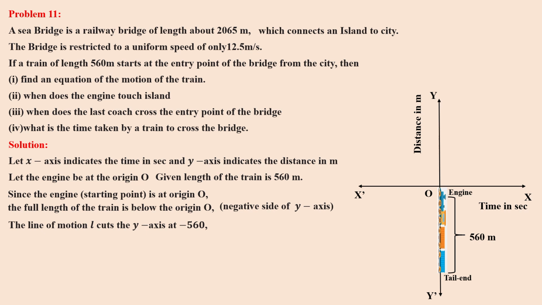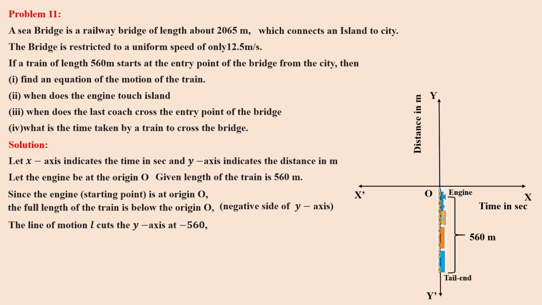So we are considering the line of motion like before, right? In the example I have given 60 kilometers per hour, 120 kilometers per hour. Here 12.5 meters per second, then 25 meters per second, right? Like that. So you will get a point, then you connect those points, you will get the line of motion, that is the equation of motion, right? That is the line L.